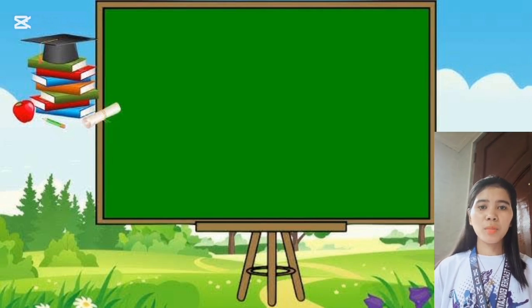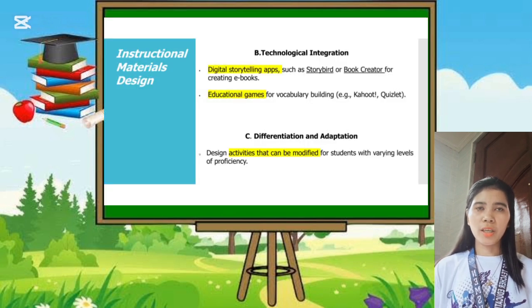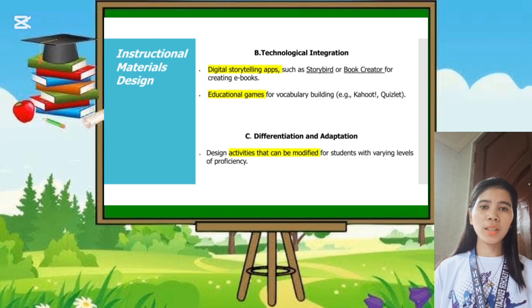And in instructional materials design, there is also the technological integration. Digital storytelling apps such as Storybird or Book Creator for creating ebooks. And educational games for vocabulary building, for example, Kahoot and Quizlet. And then, there is differentiation and adaptation. Design activities that can be modified for students with varying levels of proficiency.